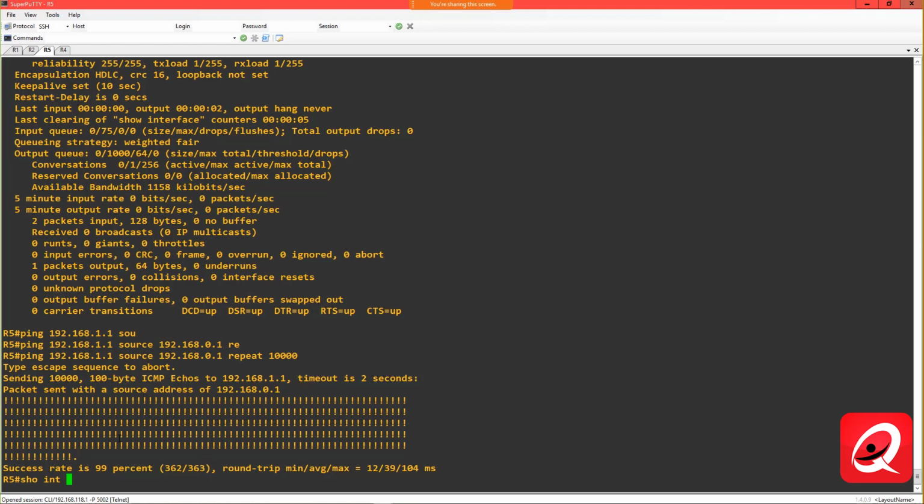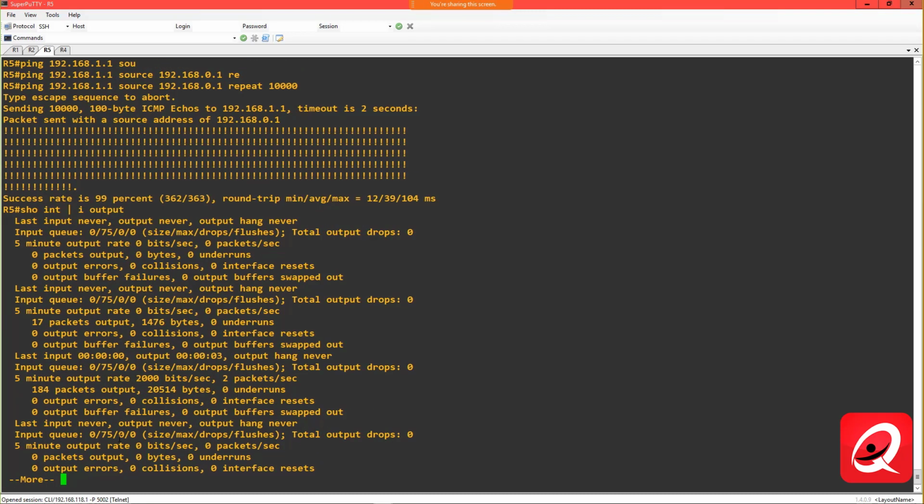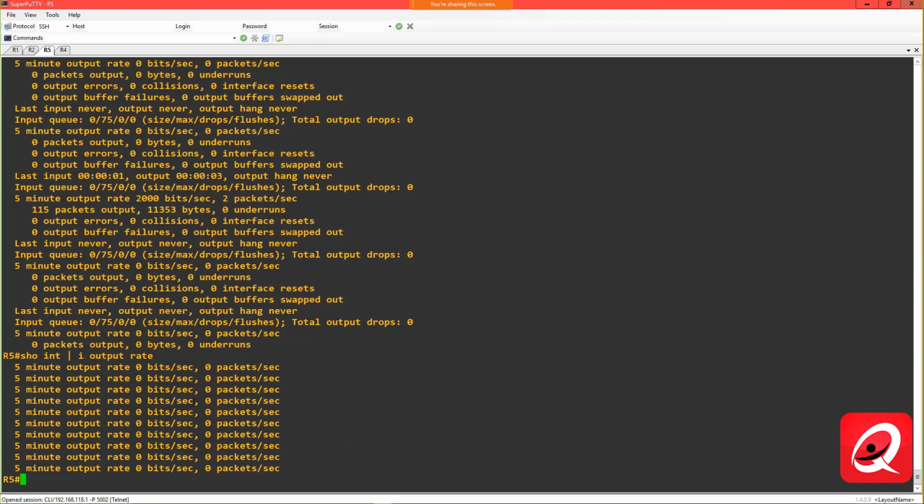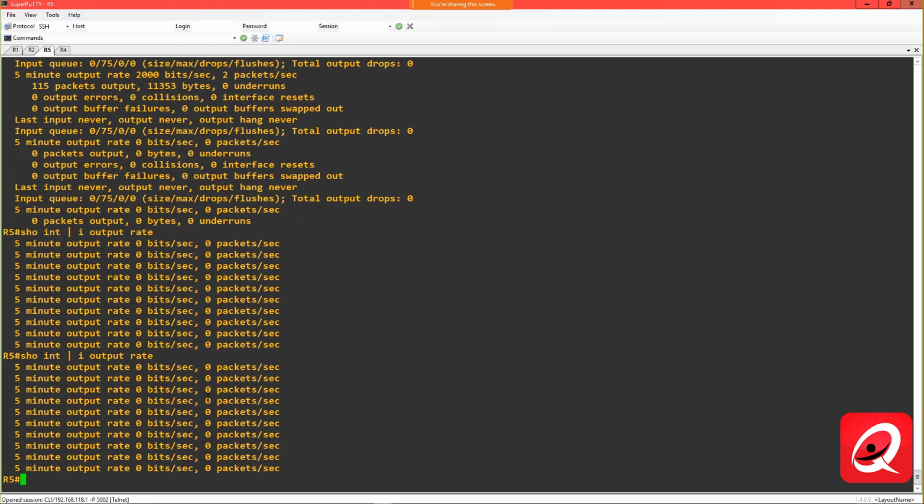So let's do a show interface, and let's pipe it to output rate. We won't see it per interface here, but we can infer what the interfaces are. Let me do output rate. There we go. Oh, that's interesting. Why did I not? I probably didn't generate enough traffic because it's a 5-minute output rate. I could do packets output. Let's do that.